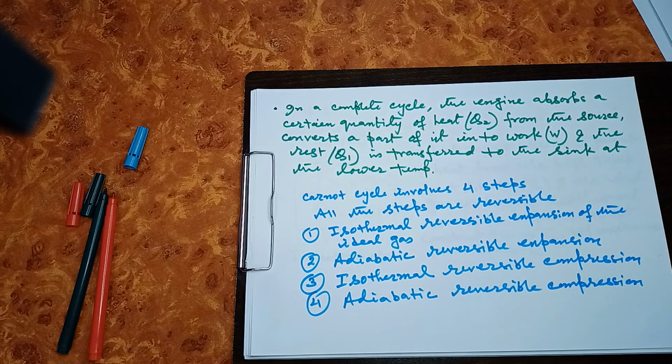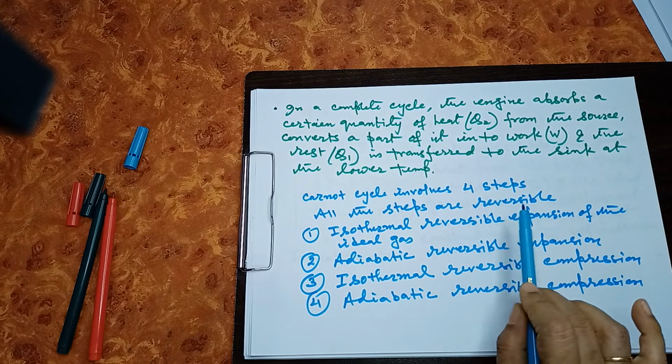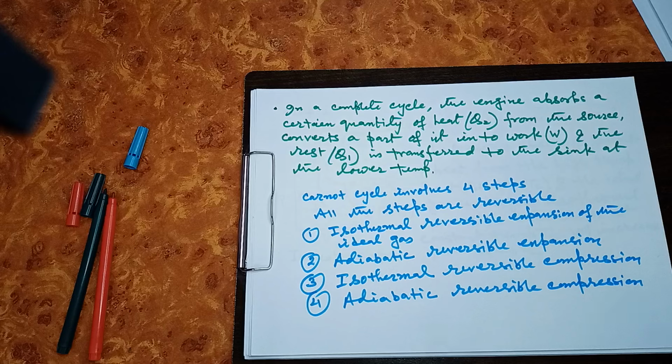Now, the entire Carnot cycle involves 4 steps. And remember, all the steps are reversible. Though practically reversible steps cannot be carried out, theoretically here we are considering all the steps in the Carnot cycle to be reversible. The reason I will tell later.